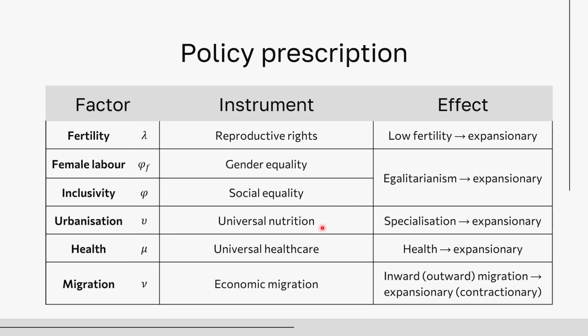And then we get to health, right? And the instrument here is universal health care. And this, of course, is fairly well covered. I won't go too much into it. The work of Dr. David Weil and many other scholars in that field is very robust, that improved health outcomes do indeed have an expansionary effect on economic growth and productivity.